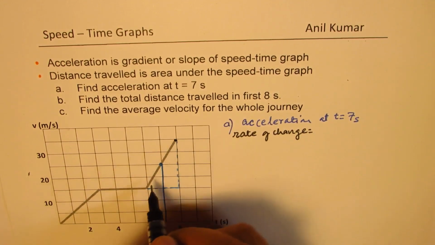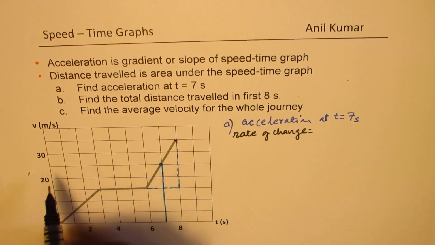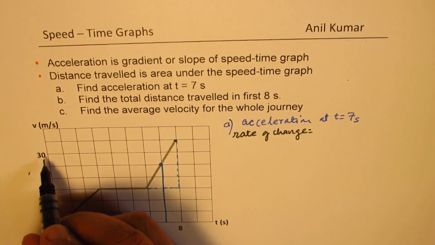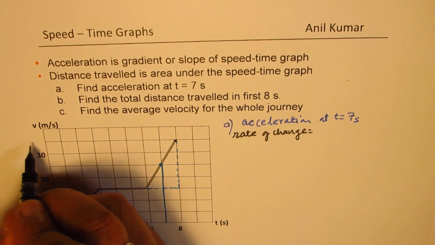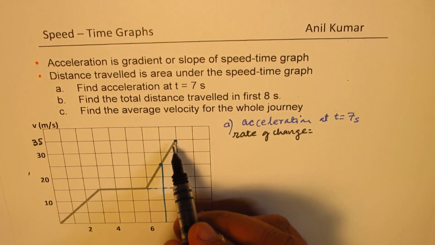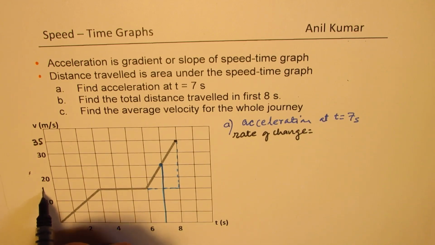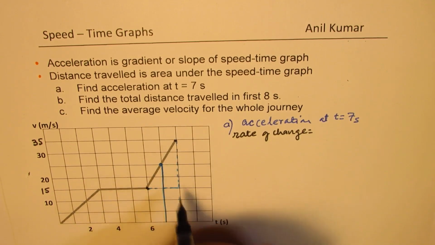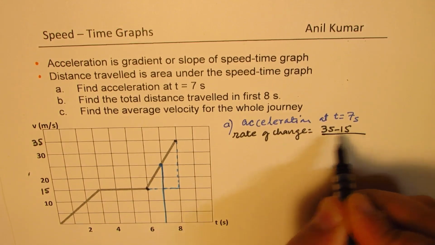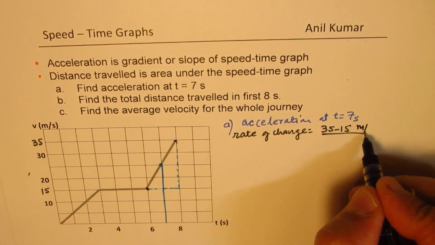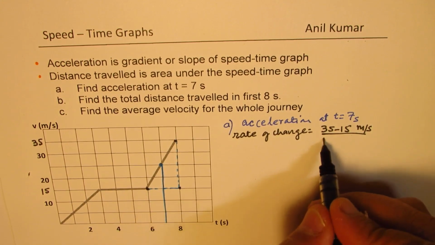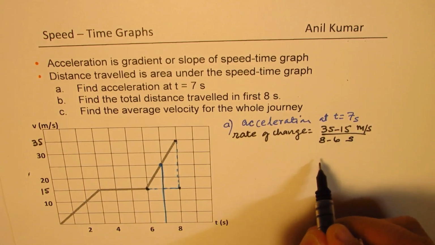So we could take the difference of v values. On this scale, this is 20, 30, so each step is 5 units. So this is 35, correct? And this is 15. So using these points, we get 35 minus 15, in meters per second, over the time difference, which is 8 minus 6, in seconds, right?